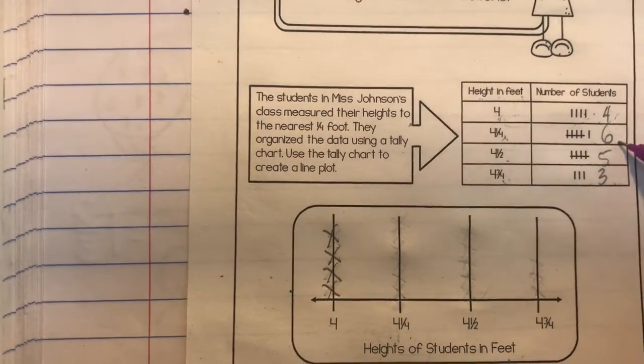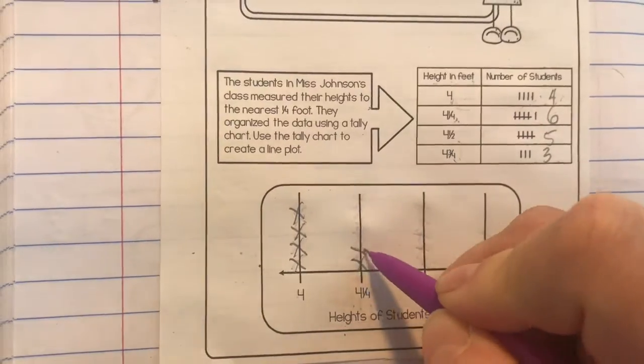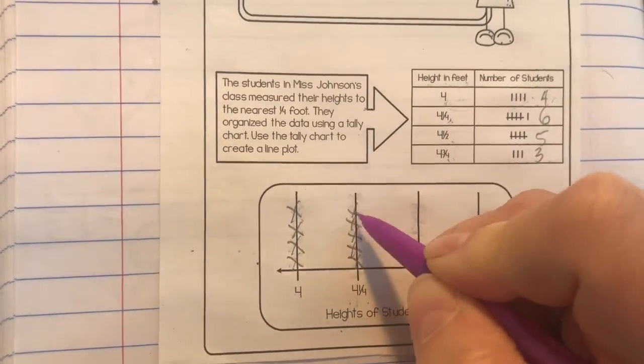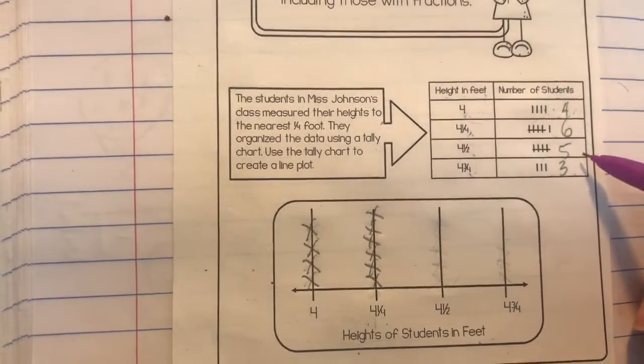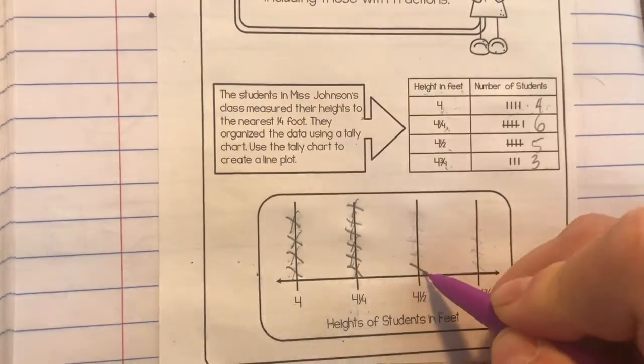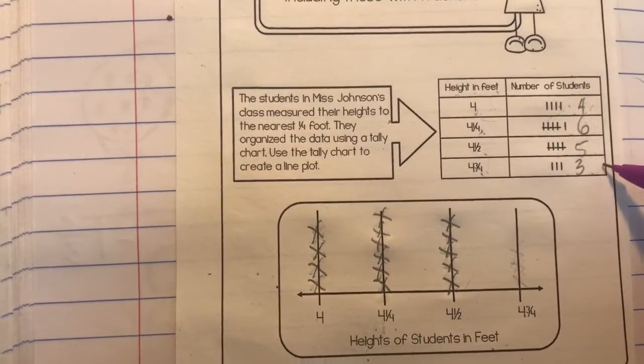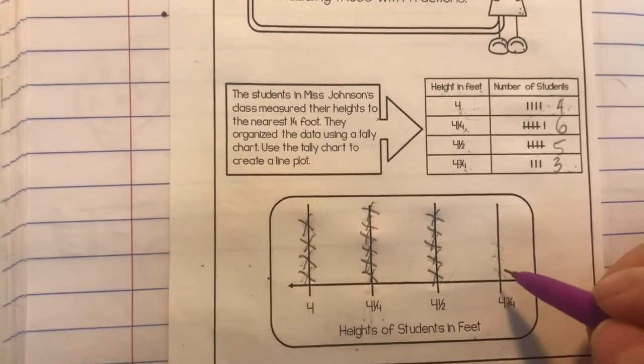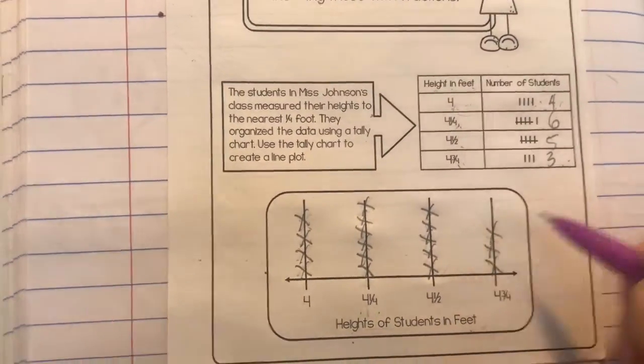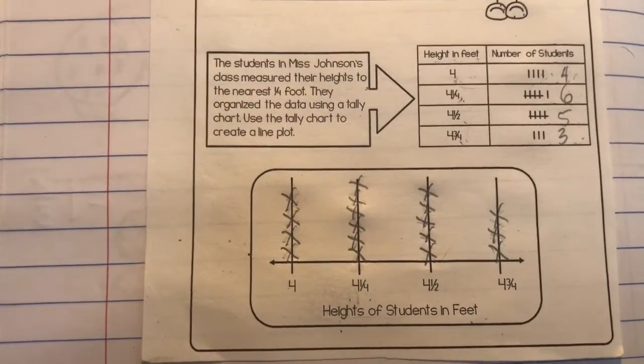For 4.25 feet, I had 6. 1, 2, 3, 4, 5, 6. For 4.5 feet, I had 5. 1, 2, 3, 4, 5. And for 4.75, I had 3. 1, 2, 3. So that's all a line plot is.